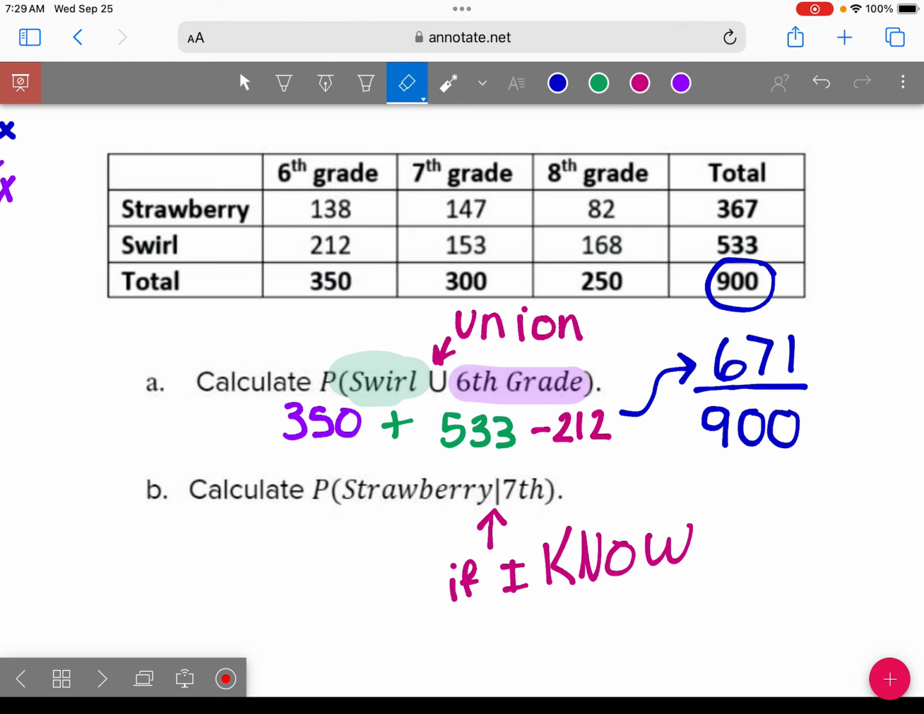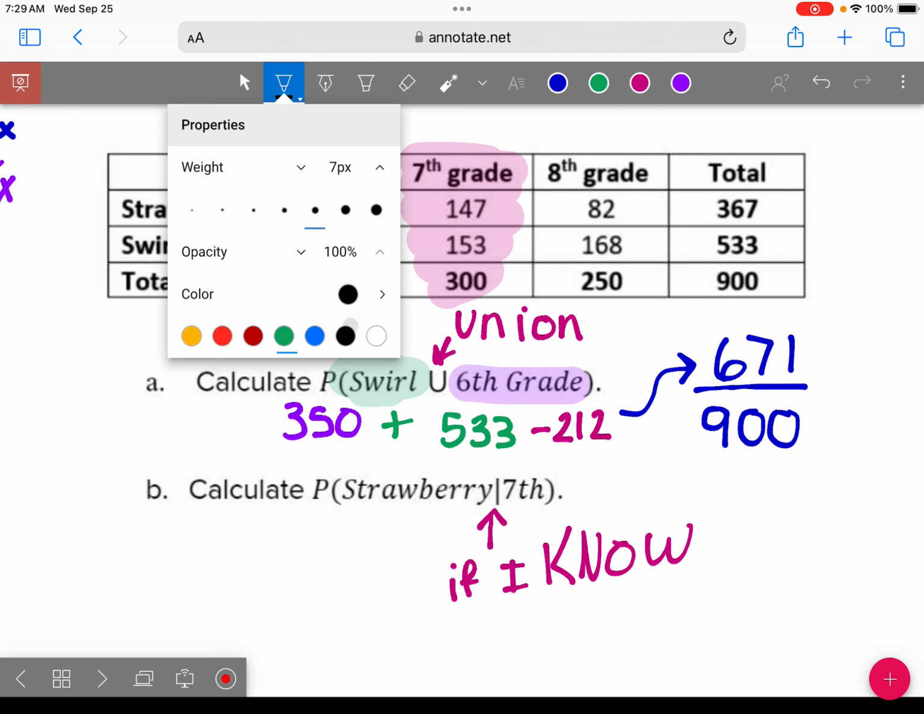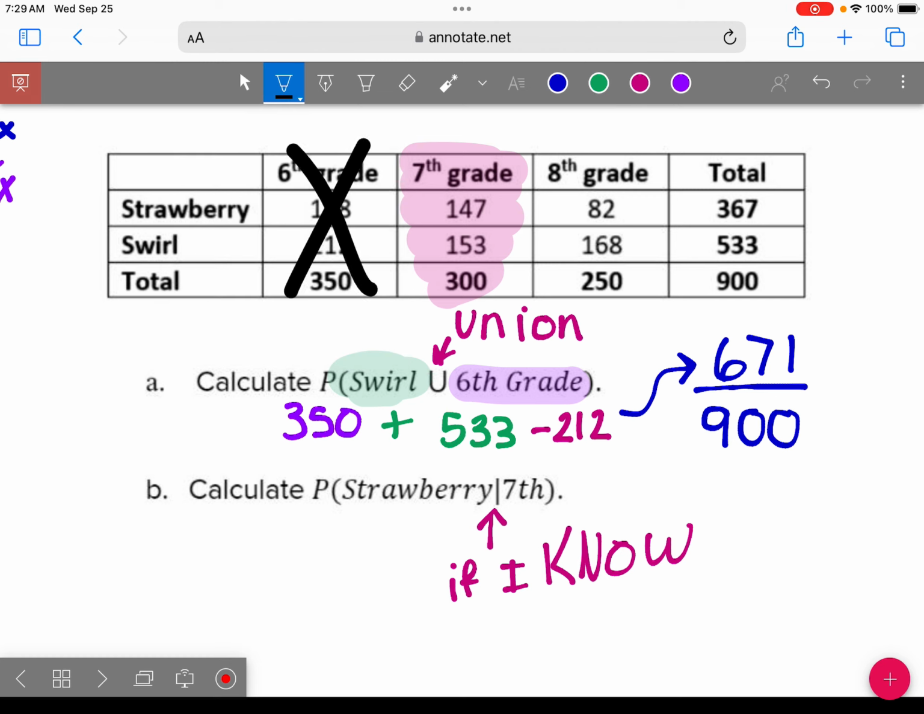So I'm going to erase the other highlight marks because I'm going to use my highlighter again. I know they're in 7th grade, so I do not care about the 6th graders. I do not care about the 8th graders. I do not care about the totals. All I care about is 7th grade. So what is the probability that someone likes strawberry ice cream?